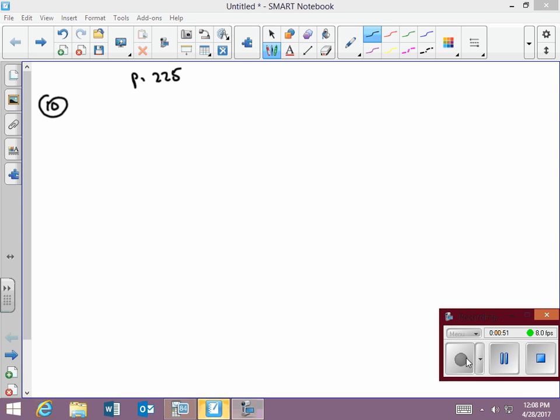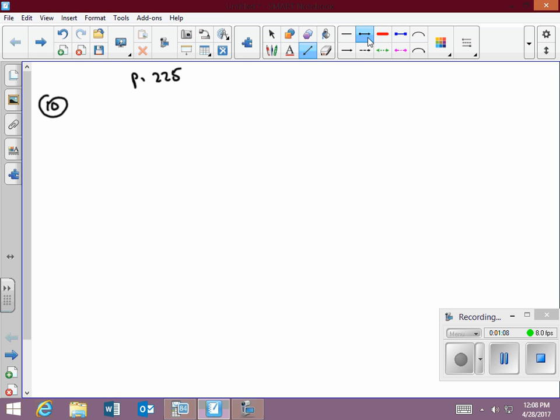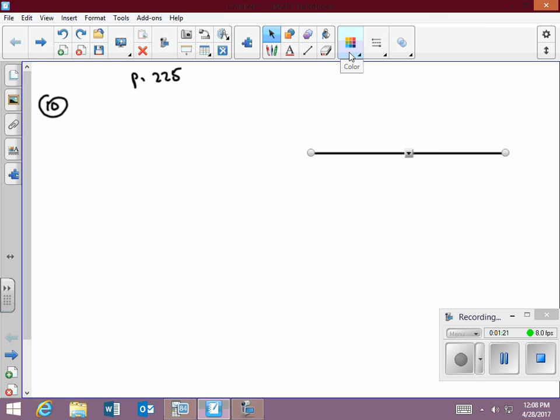So number 10 here says draw a line AB, choose another point C on the line AB, use your compass and straight edge to construct a line that is perpendicular and passes through C. It's basically just saying a line. It's a line, so it's not a segment. And then it says just choose a point on that, any point, call it C, and use your compass and straight edge to construct a line that is perpendicular to AB and passes through C.